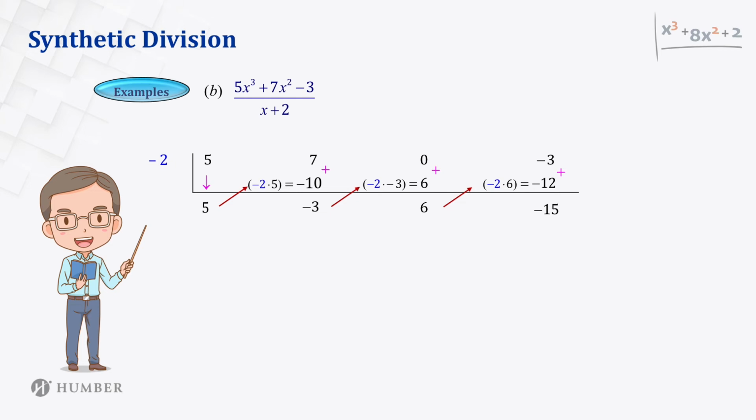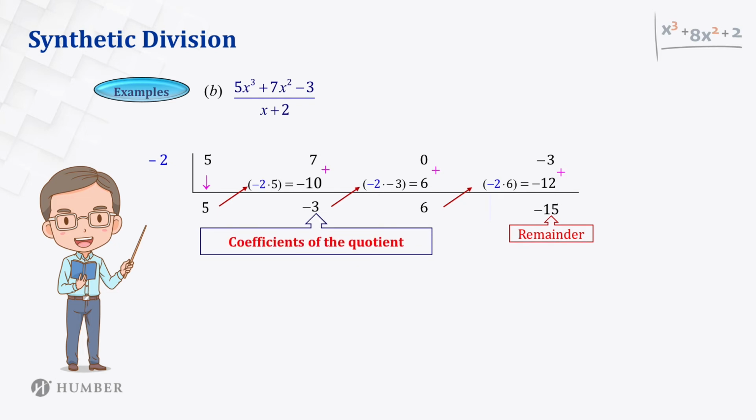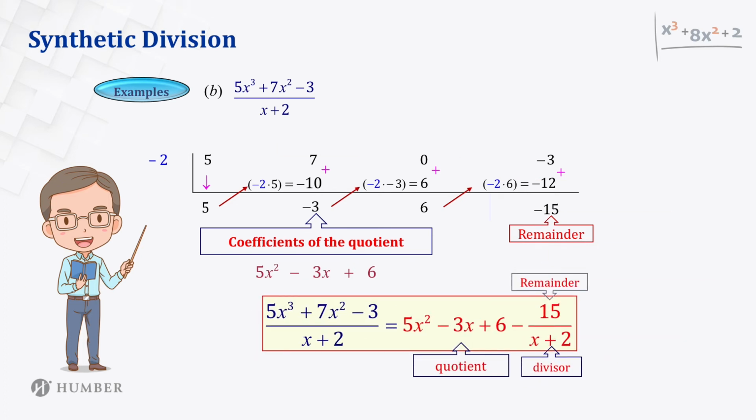The last value is the remainder of this division. And these three numbers are the coefficients of the quotient. Since we started with a degree 3 polynomial, our quotient would have degree 2. So the quotient would be 5x squared minus 3x plus 6. So the final answer is as shown.